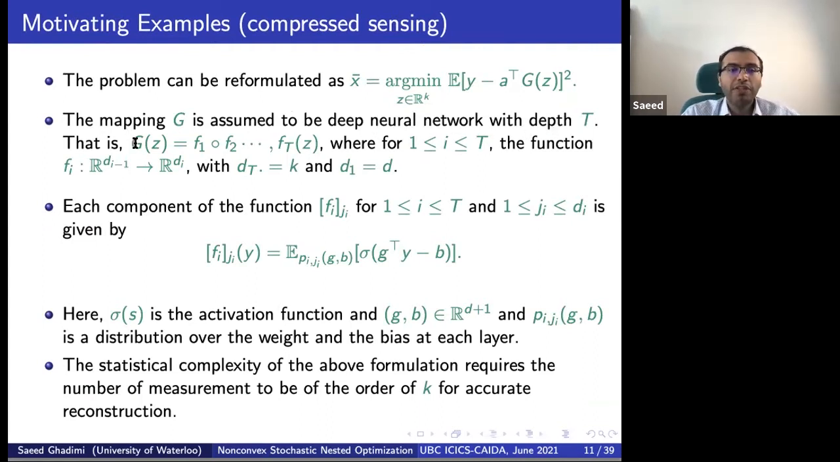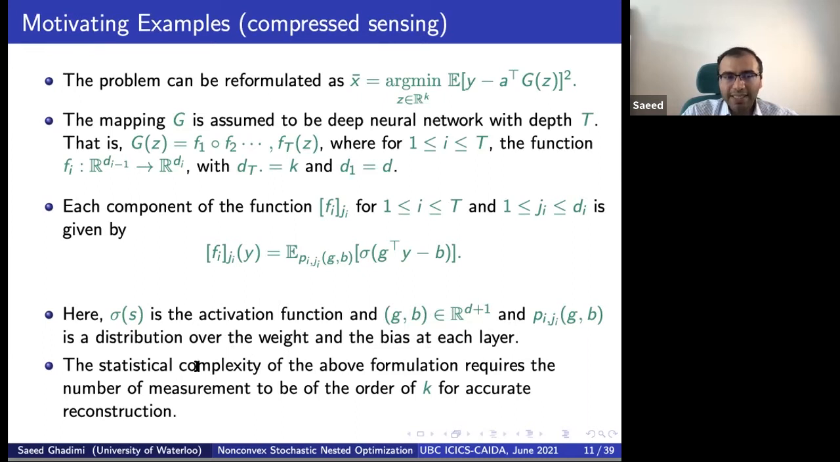So we assume that G is a composition of T functions. In this case, each function can be, for example, the expectation of sigma of G transpose Y minus B, where sigma is the activation function. G and B belong to R^(d+1), and then this probability Pi_ij would be a distribution over the weight and the bias at each layer of the neural net.